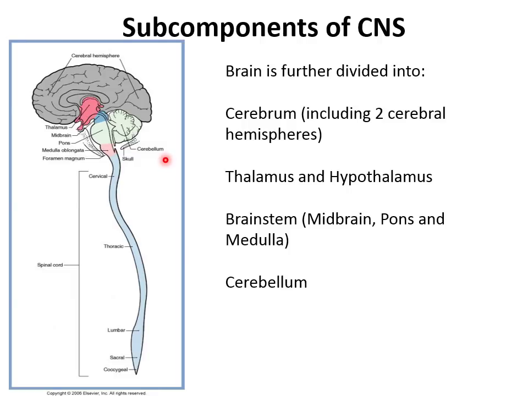The subcomponents of the CNS include the brain, which is divided into the cerebrum, which includes the two cerebral hemispheres, the thalamus, which is deep to the cerebrum, and hypothalamus, which is just below the thalamus, the brainstem, which is made up of the midbrain, the pons, and the medulla, and the cerebellum, which is attached to the brainstem, particularly to the pons. And then we see the spinal cord below.